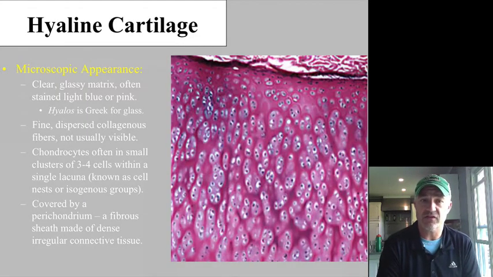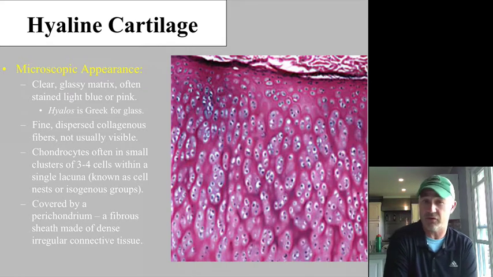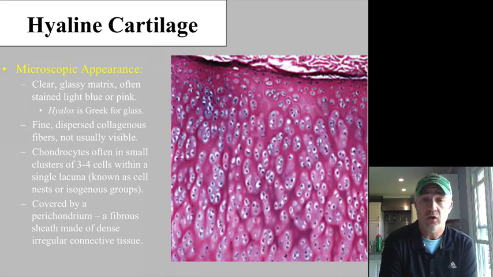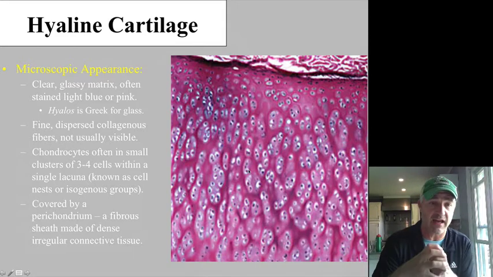So hyaline cartilage gets its name because, again, not the picture I have right here, but on a lot of the images of it, you'll see it looks a lot like stained glass. So hyalos is Greek for glass. A lot of times you get this light pink or light blue, depending on the stain they used, kind of stained glass look to it here. You're going to have what are called isogenous groups of cells. So you get these groups of like 3 to 4 cells together that are kind of grouped there.